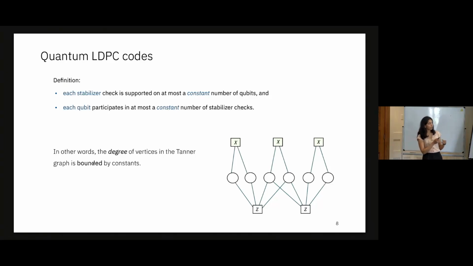You can definitely also have mixed checks, but it splits up into a tripartite graph in the case of CSS codes, which makes it pretty simple to work with. And the circles represent qubits. So this is just a regular code, but for LDPC codes, the degrees of each of these nodes and squares in the graph would be bounded by a constant.